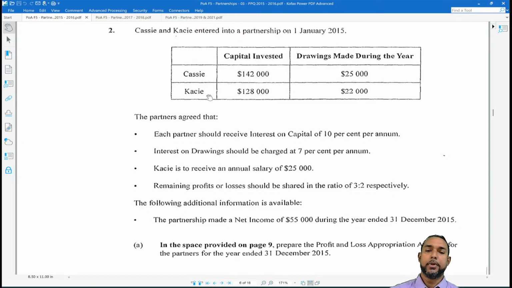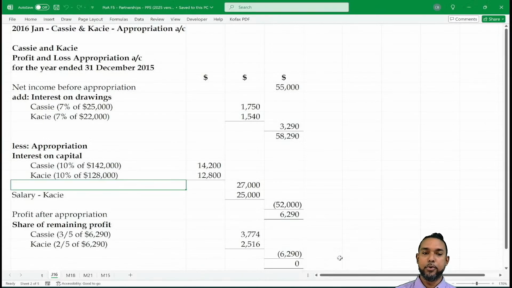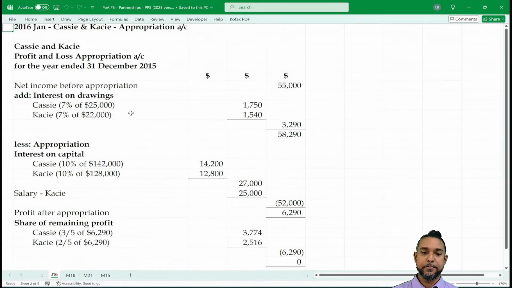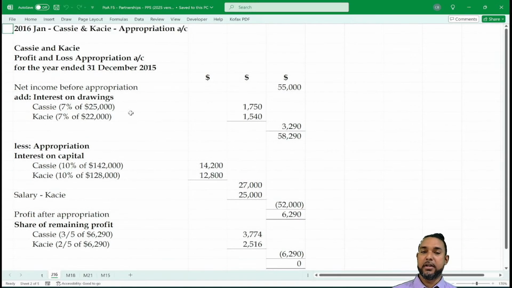Okay, folks, we are continuing our partnership revision. Last week, we took a look at how to do the partnership appropriation account. So we started with the 2016 January question. Sorry, it was Cassie and Casey. Today, we're going to take a look at how to do what we call the current accounts, right?